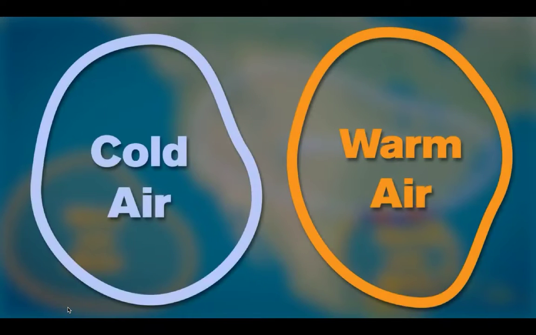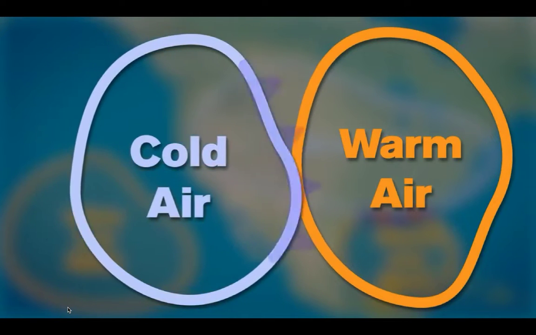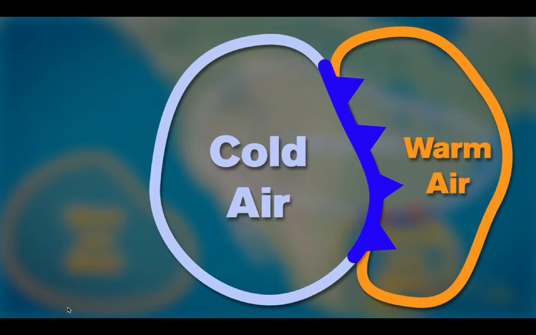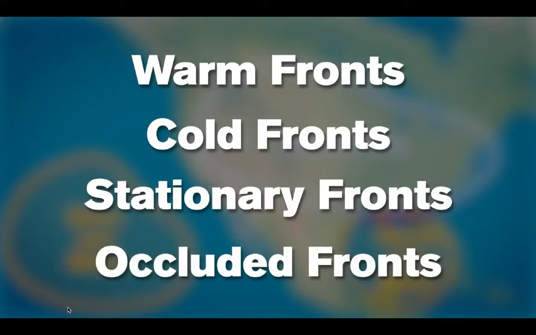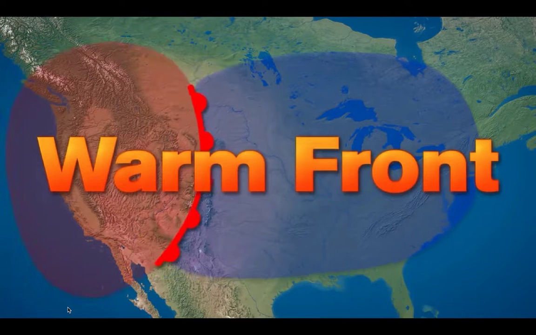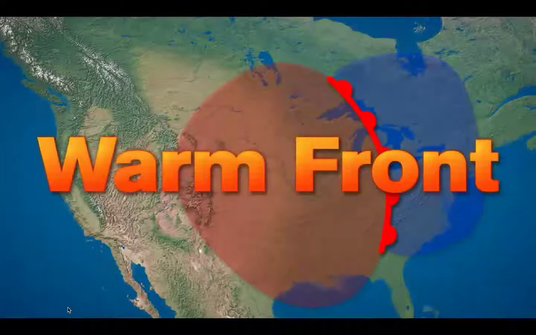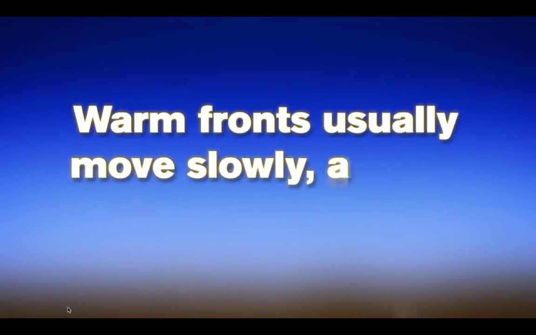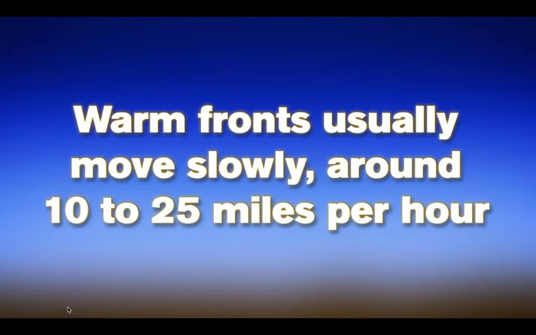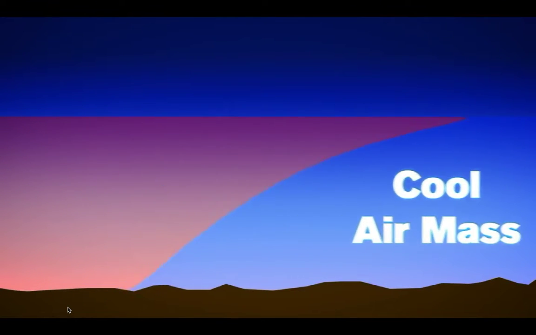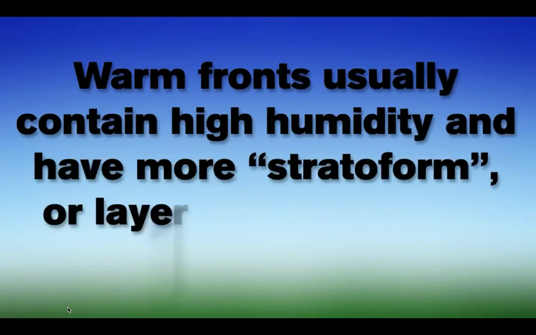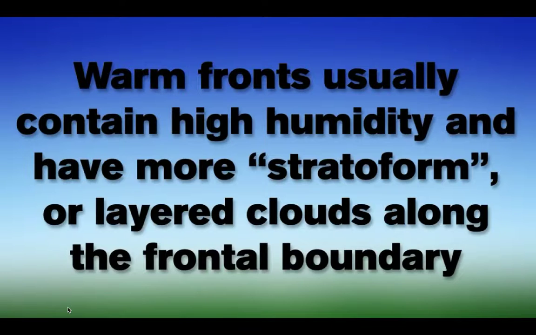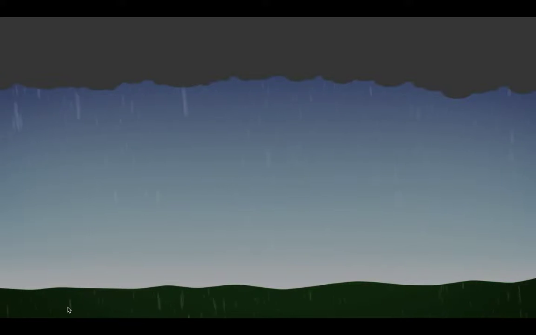Fronts are labeled in reference to the relative temperature of the air that is approaching and replacing the existing air mass. There are 4 types of fronts: warm fronts, cold fronts, stationary fronts, and occluded fronts. A warm front occurs when a warm air mass overtakes an air mass of a colder temperature. Warm fronts usually move slowly, around 10 to 25 miles per hour, and have a gradual slope that will slide over the top of a cooler air mass and move it out of the area. Warm fronts usually contain high humidity and have more stratiform or layered clouds along the frontal boundary. Drizzle and decreasing visibility will be present as temperatures rise.